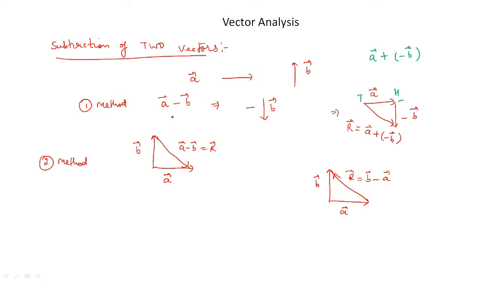Now if I have to do vector A minus B, it means I have to subtract vector B from vector A. That means here you can understand that vector A is greater than vector B. So you have to make the arrow for the resultant vector, which is bigger. So here if I am doing vector A minus vector B, then you can understand that A is greater than B. So the resultant vector will have the arrow towards the A side.